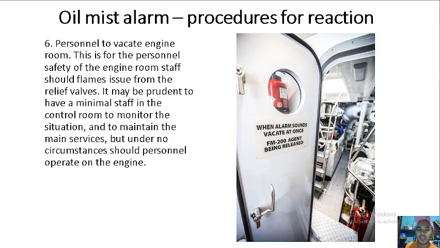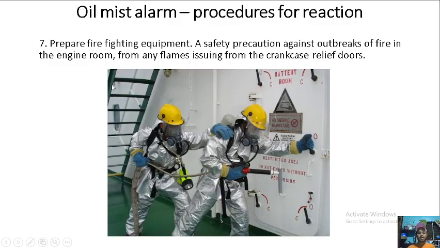Next is vacate. Personnel should vacate the engine room. This is for the personal safety of the engine room staff should flames issue from the relief valves. It may be prudent to have minimal staff in the control room to monitor the situation and maintain the main services, but under no circumstances should personnel operate on the engine. Next is prepare firefighting equipment, as a safety precaution against outbreaks of fire in the engine room from any flames issuing from the crankcase relief doors.